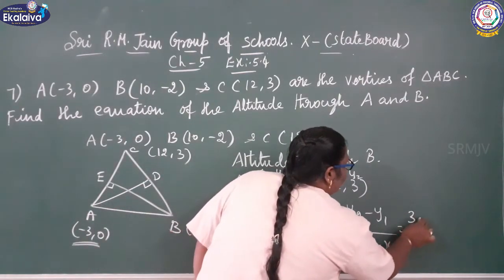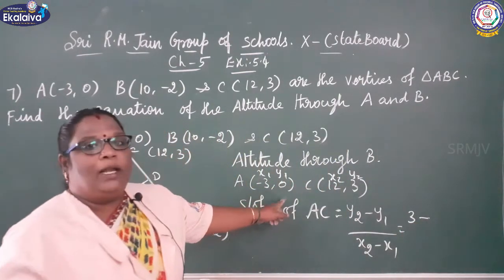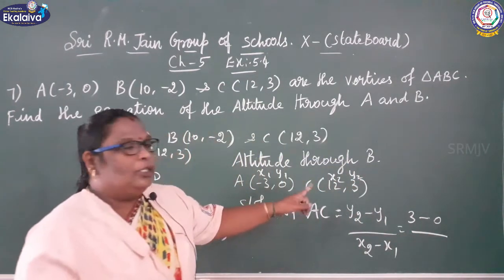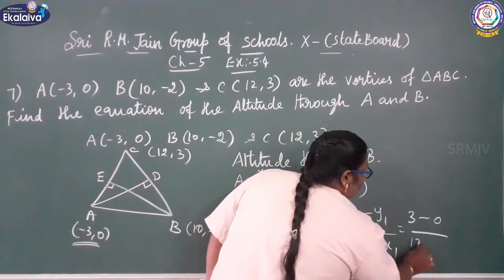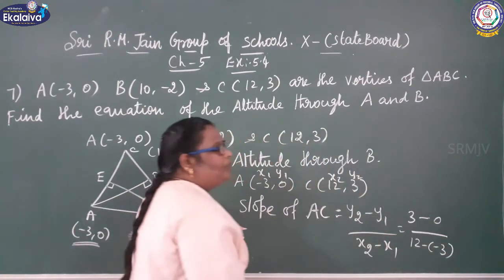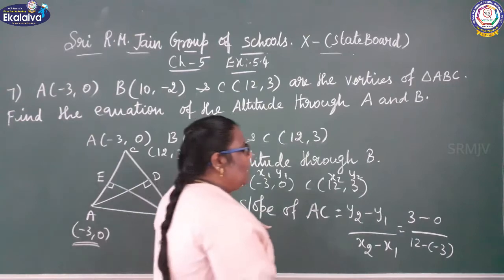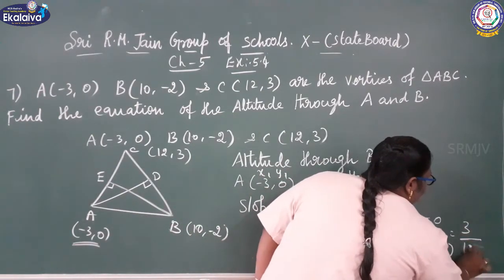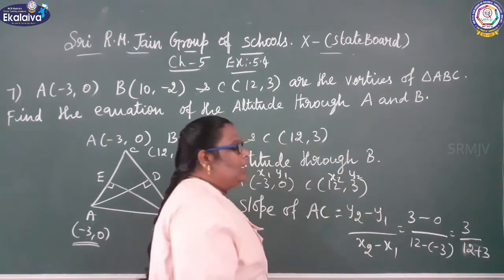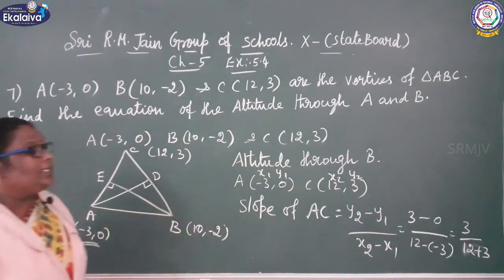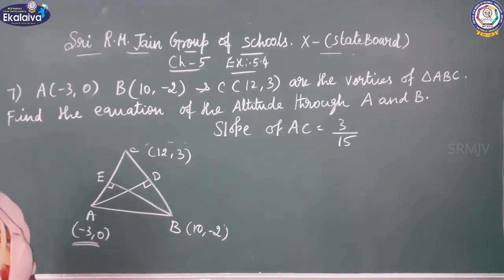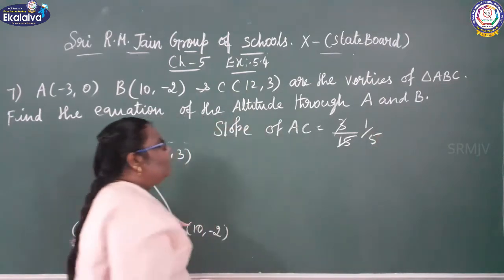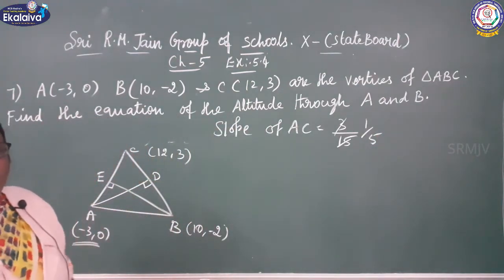y2 is nothing but what? 3 minus y1 value, which is 0, by x2 which is 12, minus of minus 3. It gives 3 by 15, that is 12 plus 3. So you cancel this 1 time, 5 time. Slope of AC equals 1 by 5.